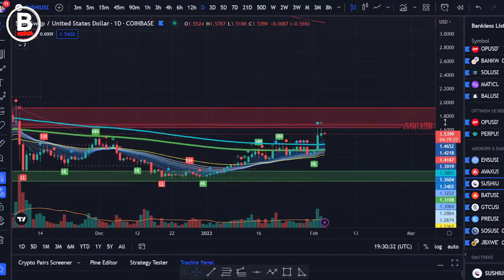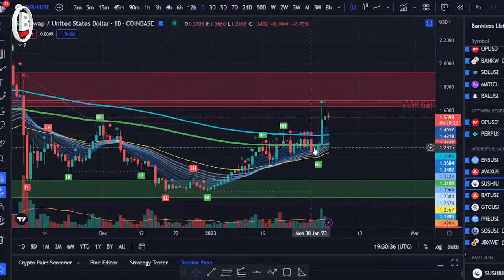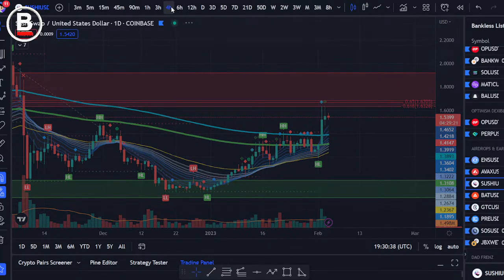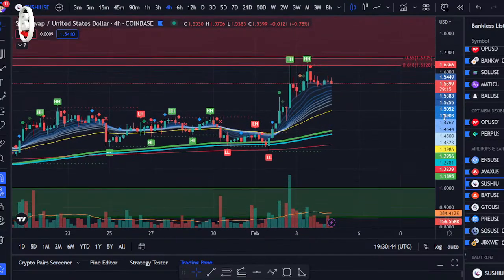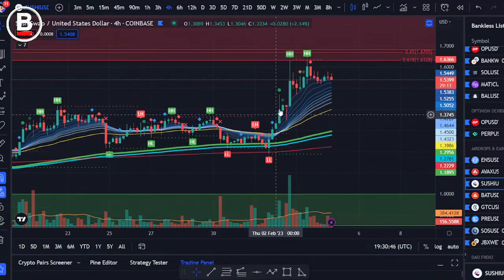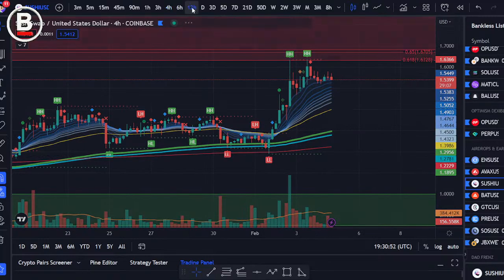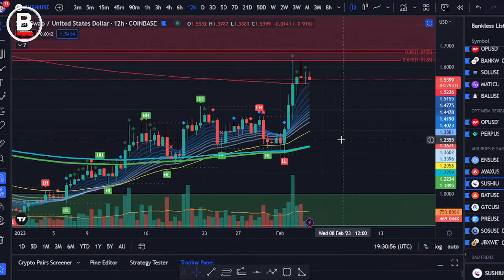Very similar. Playing around and on the Vegas wave. It's really the 4 hour. We can see quite a bit of separation. Let's go to the 12 hour. Here we go. 12 hours, really nice.